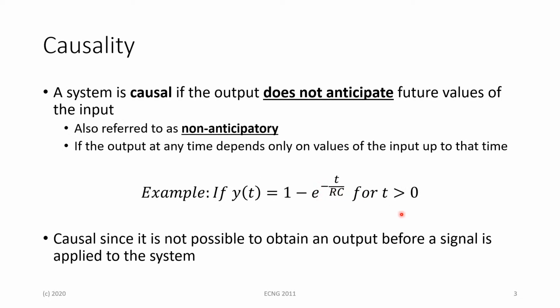So our first property we're going to observe is causality. And causality is probably a really easy one to memorize. What this basically means is that a system is causal if the output doesn't anticipate future values of the input. This basically says that the output at any time depends on the value of the input up to that time, not on future values. So once we have our initial time here and we're dependent on past values, we're okay. But if we depend on future values in time, then our system is no longer causal.